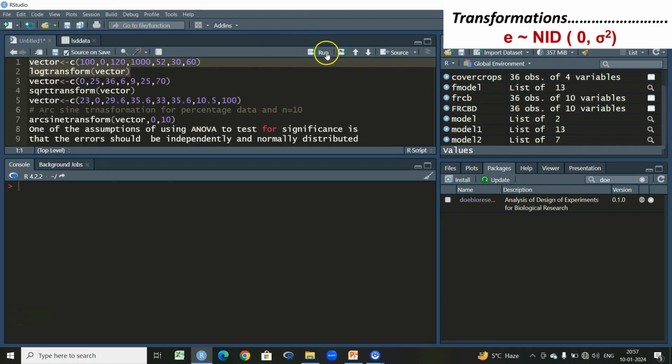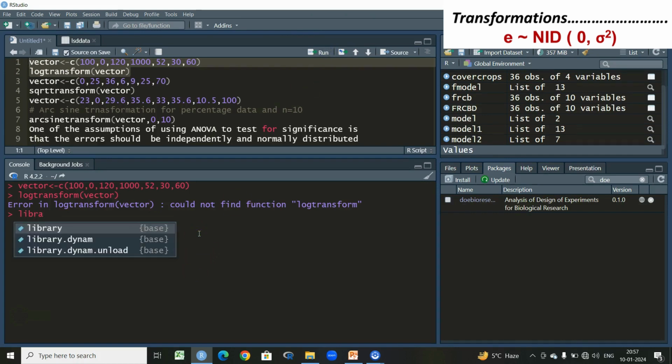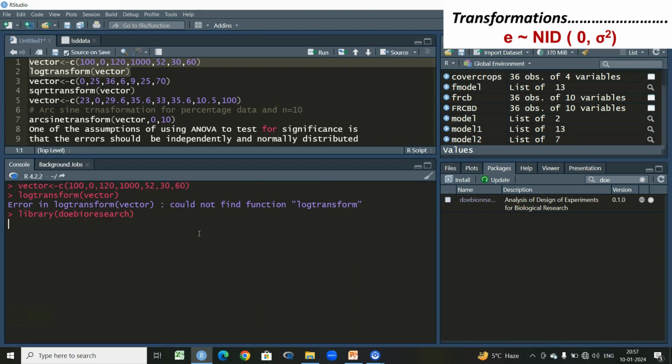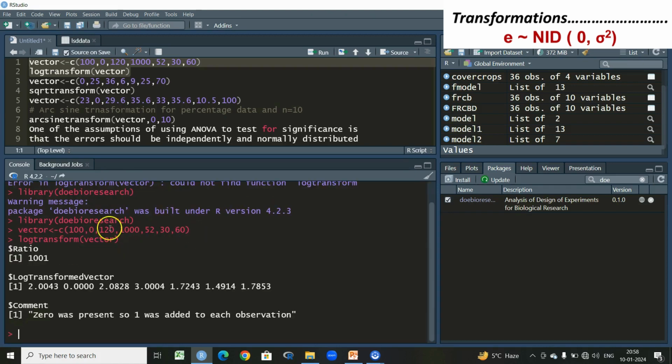Let us see. Run. It could not find the function here. For that you have to call a library, doebioresearch. Then let us run it again. So we have the log transformed values. You can see it is usually used. Simply the function is log transform.